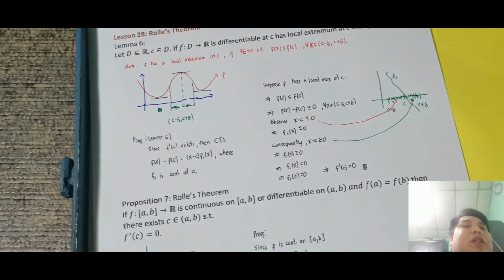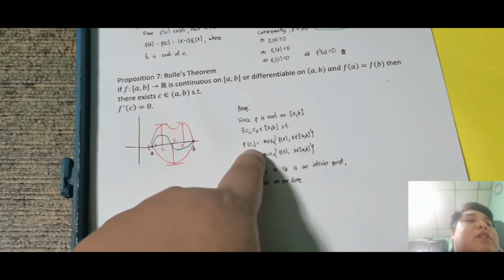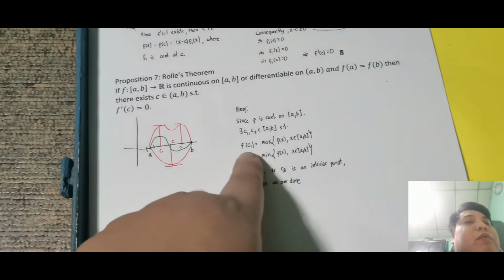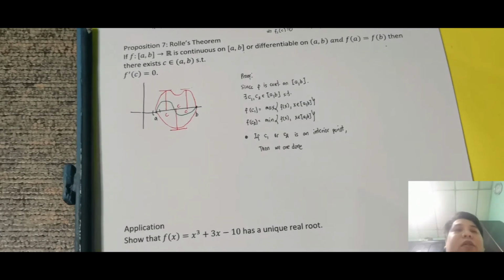Bakit, sir? Kasi proceed na. By lemma number 6, f prime of c is equal to 0. By lemma number 6, si f of c1 is local maximum. So si c1 is maximum natin. Therefore, by lemma number 6, tapos na tayo. Yun yung ibig sabihin nun. Kaya sabi ko, tapos na tayo dyan.